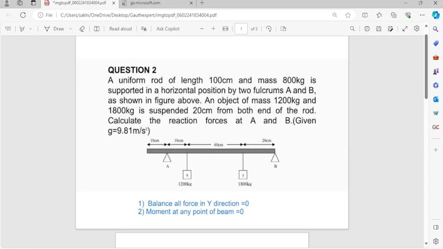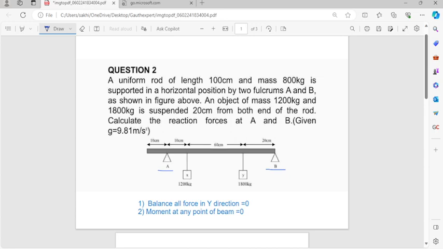Hello, good morning. Today we have a very simple beam problem in which we have to calculate the reaction forces at the supports. So we have two supports, one support here, A, and we have another support here, B.